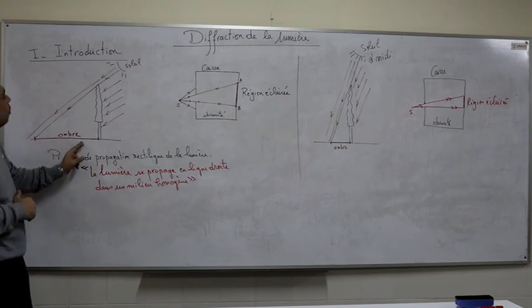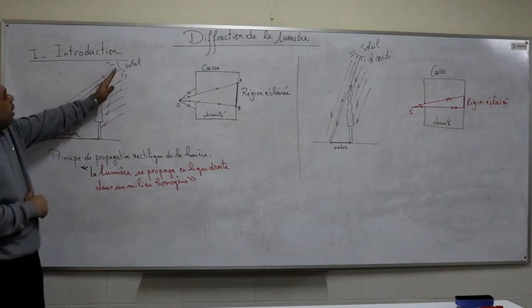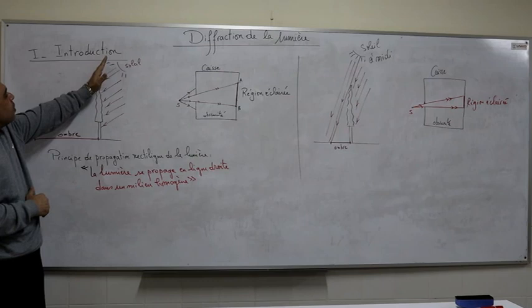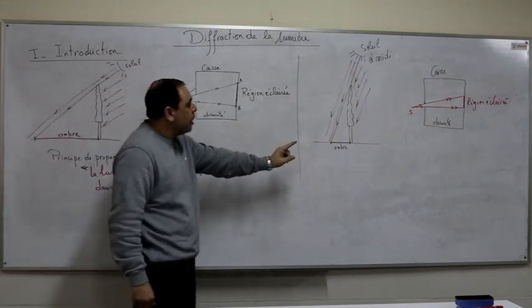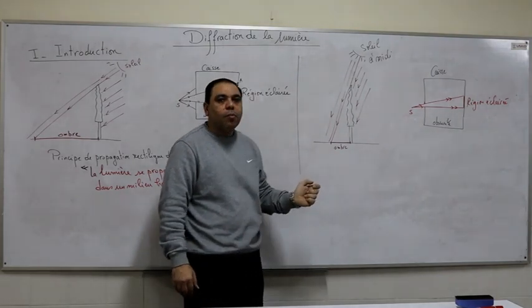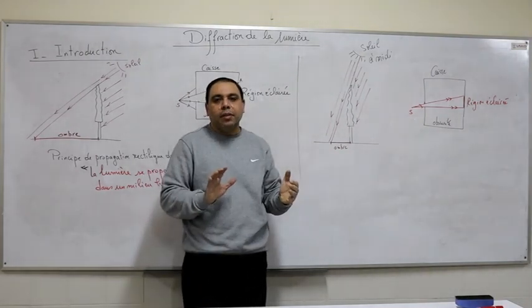Now, as the day approaches noon and the sun moves like this, light rays fall almost vertically and the shadow becomes narrower.